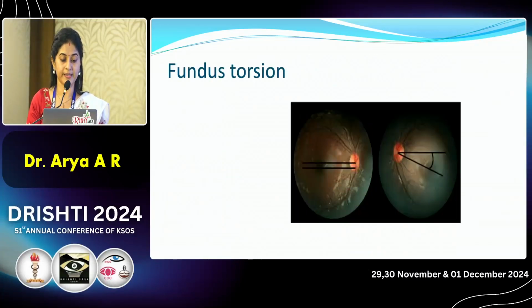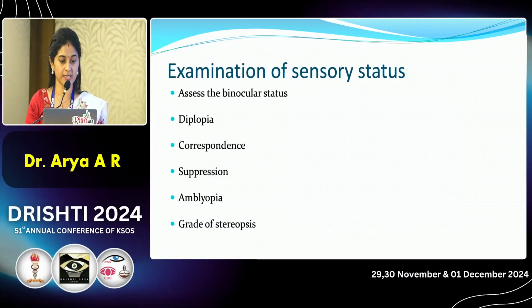Also, you have to identify the fundus torsion, where the fovea will not be corresponding to the midline of both these lines, midpoint of both these lines. Now you have to examine the sensory status, where you assess the binocular status, diplopia, correspondence, suppression, amblyopia, which is very important, and you have to grade the stereopsis.